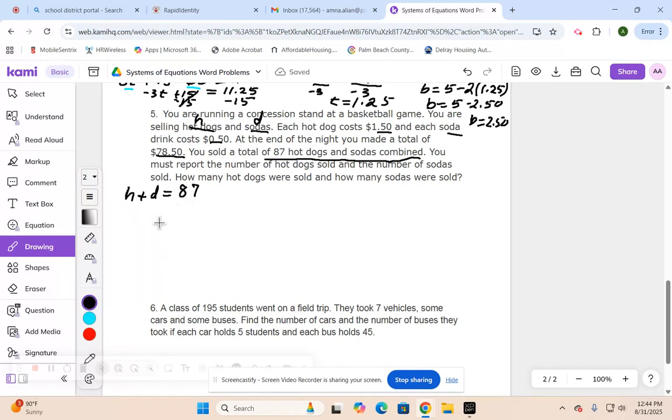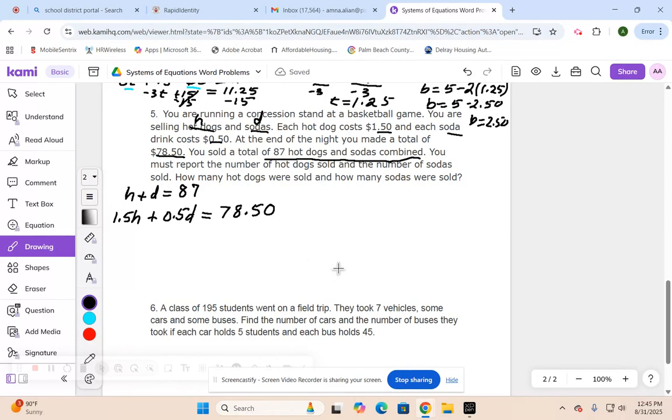For the cost, they sold each hot dog for $1.50. So 1.5 is the same thing as $1.50 each hot dog. Each drink, they sold for 50 cents, so 0.5D. And the money made, $78 from all these sales, $78.50.